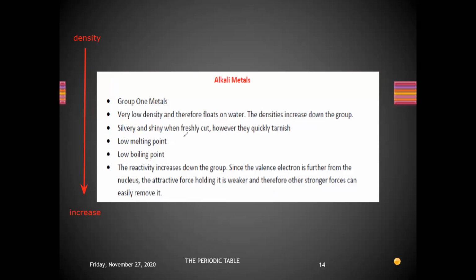They have a shiny or silvery surface when freshly cut, but they quickly tarnish. Why does the surface tarnish? When you cut them, it is shiny, but because they are highly reactive, they can react with oxygen, and the surface quickly tarnishes. It means it will no longer remain shiny. They have a low melting point compared to other metals. They have a low boiling point. And as we go down the group, the reactivity also increases, they become more reactive.